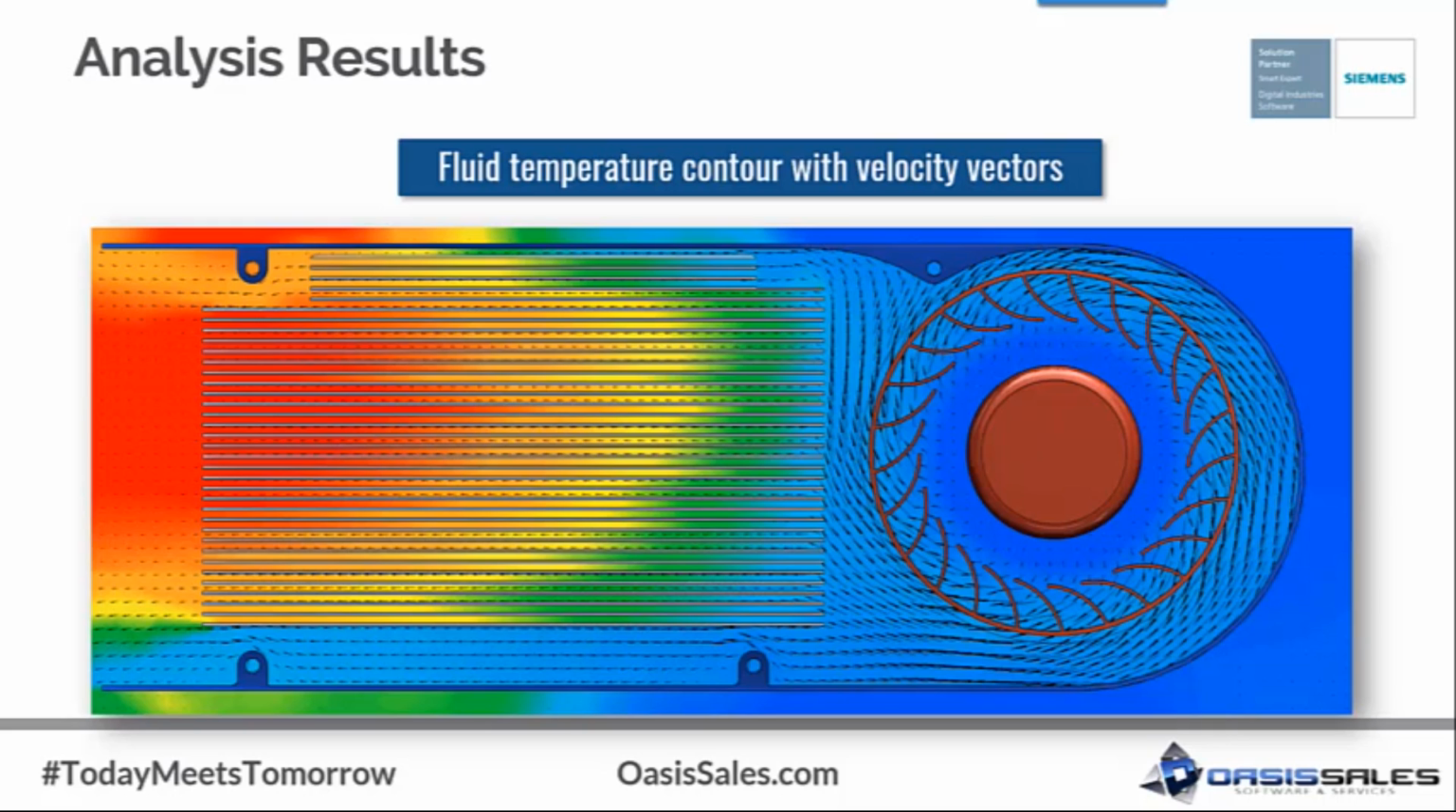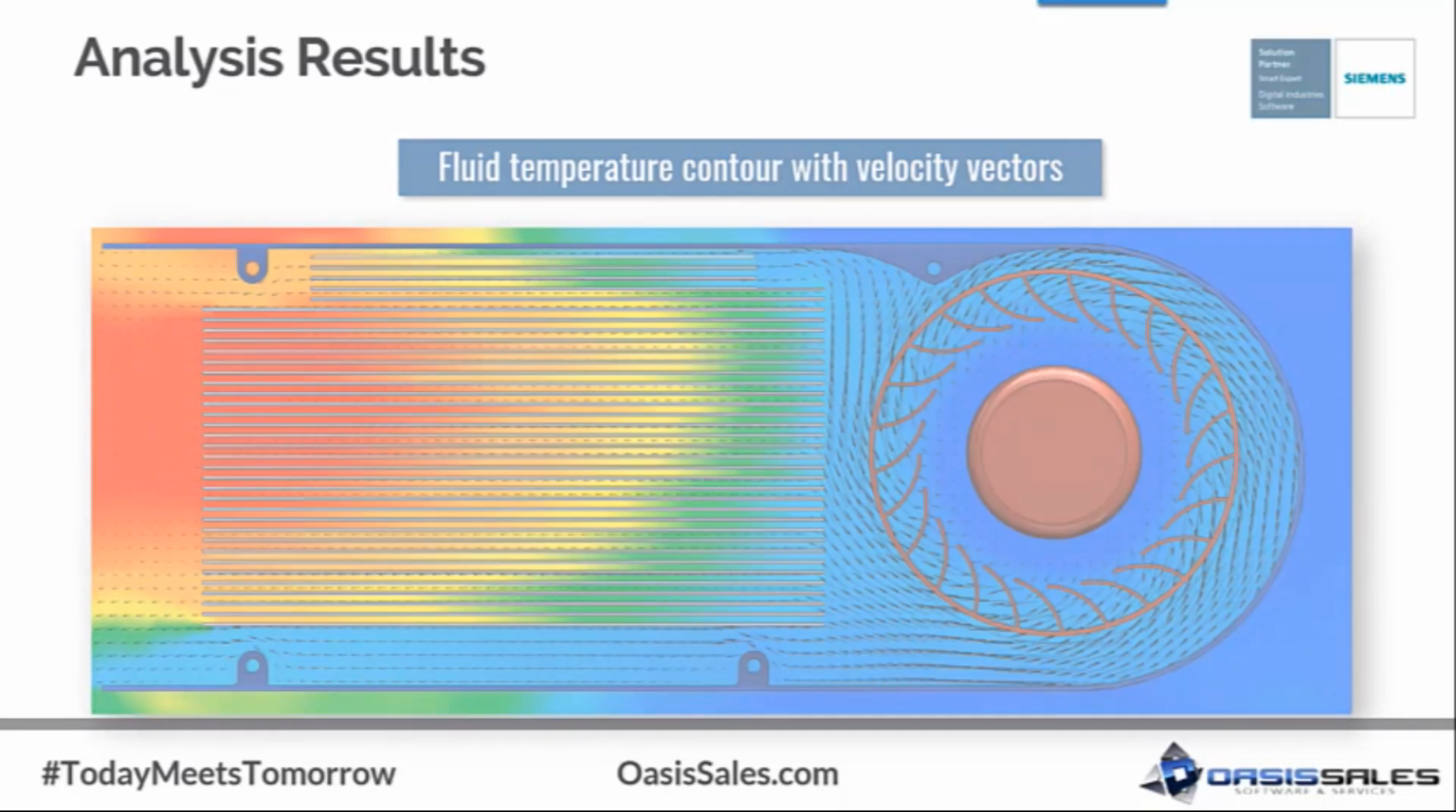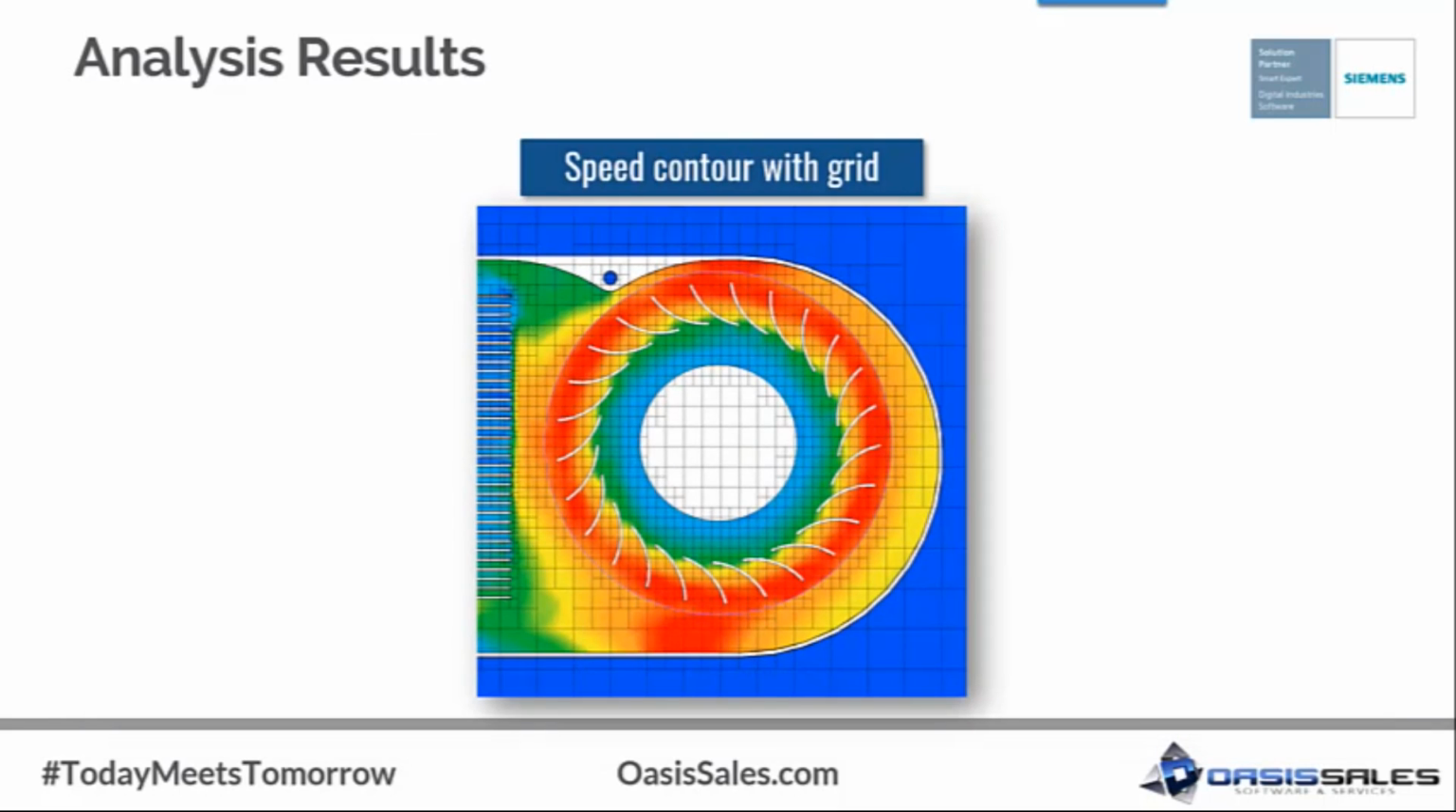The next plot shows a speed contour with a computational grid. The grid is fairly coarse for this type of analysis, and a minimum of 2 to 3 grid cells are recommended between the rotating region boundary and immovable stationary bodies, and between the end of the rotor blades.